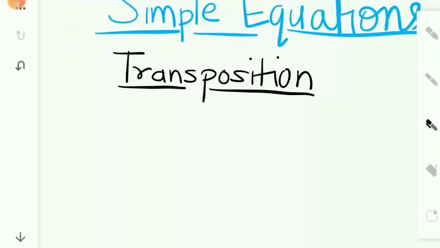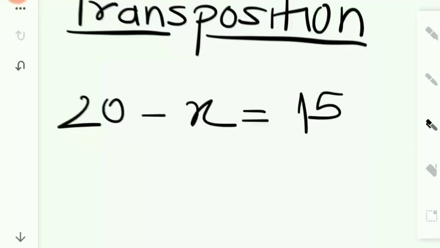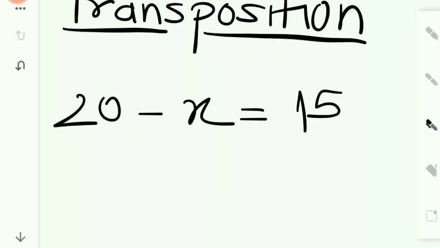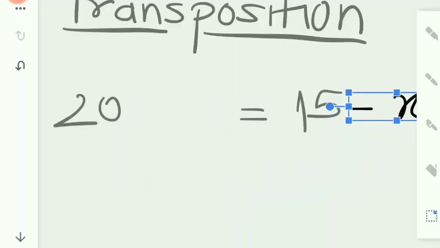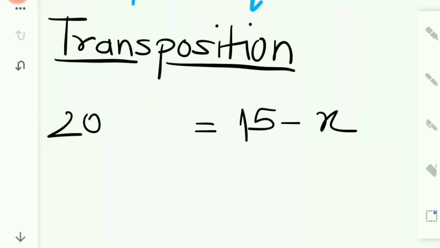20 minus x equal to 15. What do we have here? We have negative of x. How do we make it positive? Whenever I change side, I can invert the operation. So if I change the side of this x, that is the variable, from LHS to RHS, I can make it positive. I have made it positive.